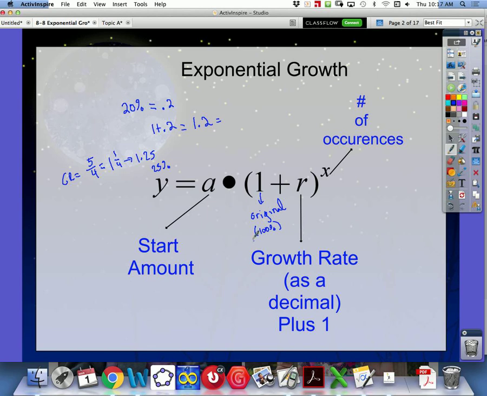So you know it's exponential growth anytime this number, anytime the b, because remember it's a times b to the x, anytime the b is greater than 1, that's how you know that it's an exponential growth.